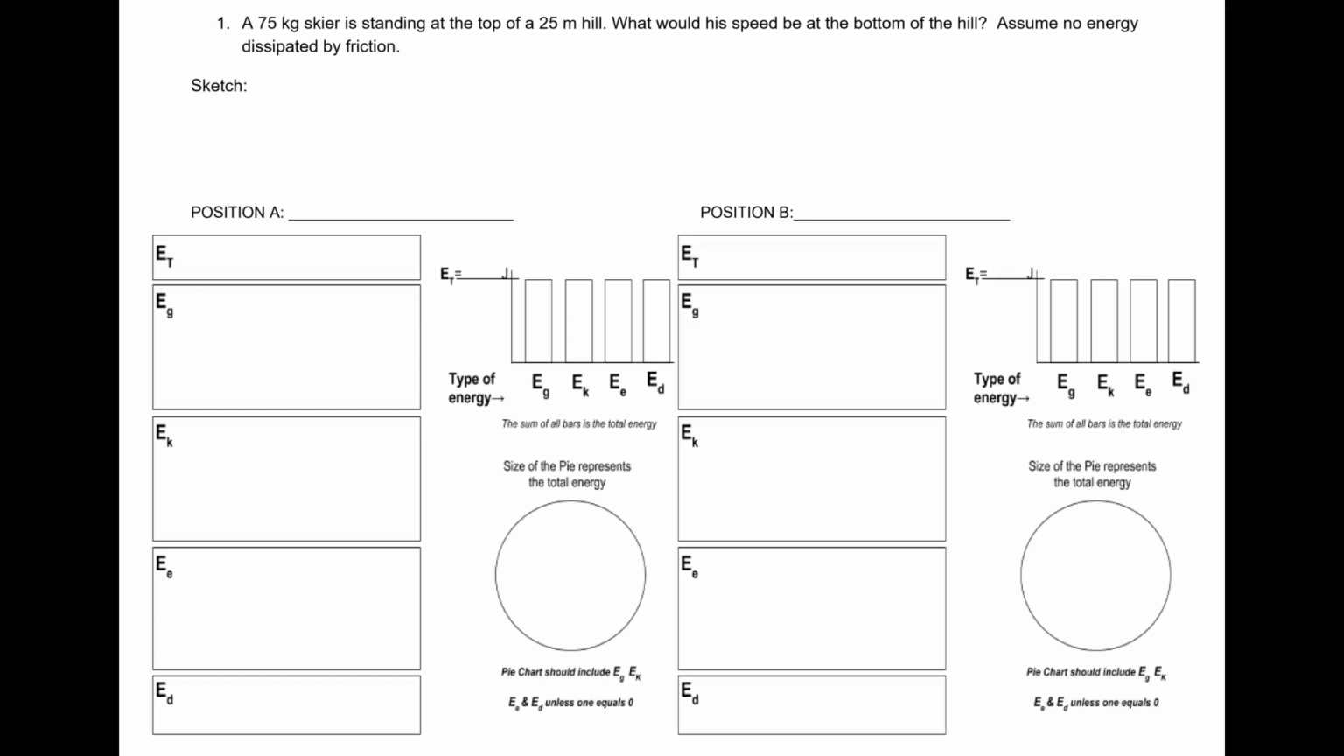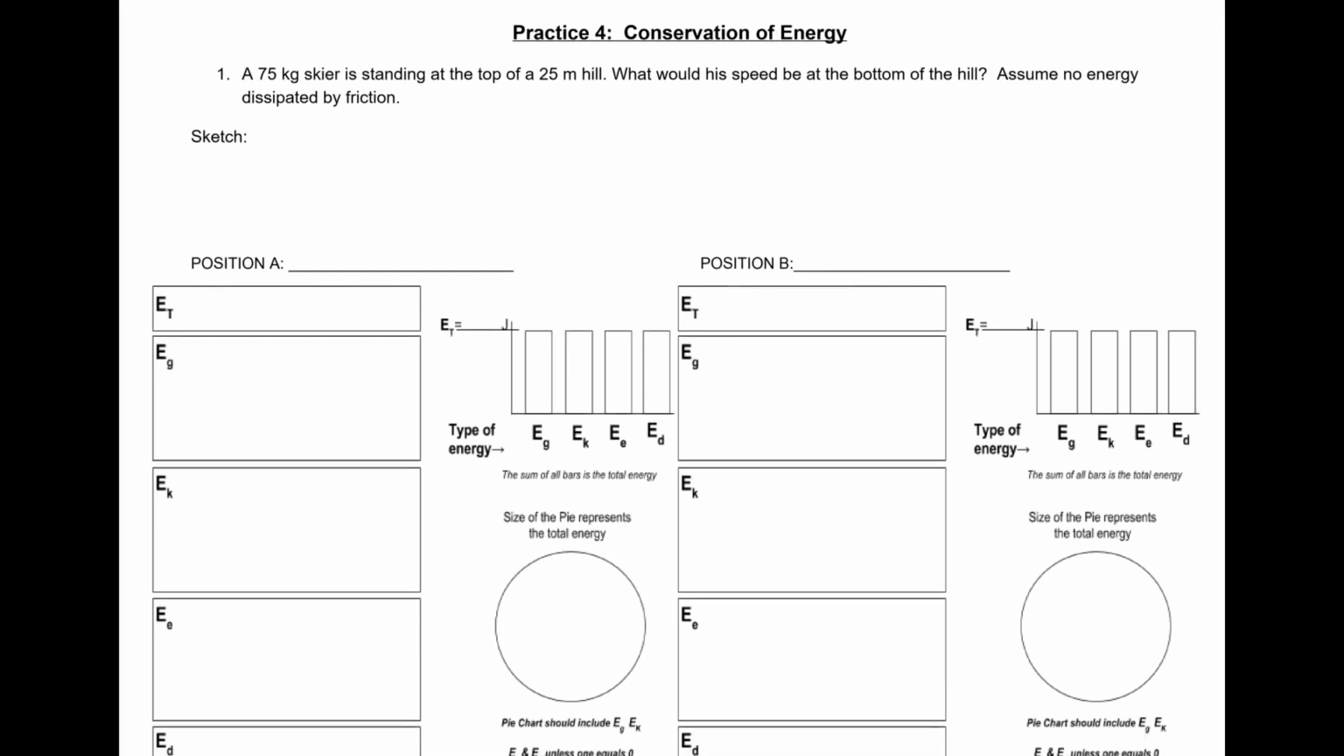All right, so this is one of the problems that we did during class, but if you need a refresher or if you were absent, this is a great way to do it. So this is for practice 4, conservation of energy. What we have here is a 75 kilogram skier that's standing at the top of a 25-meter hill. What would his speed be at the bottom of the hill? Assume no energy is dissipated by friction.